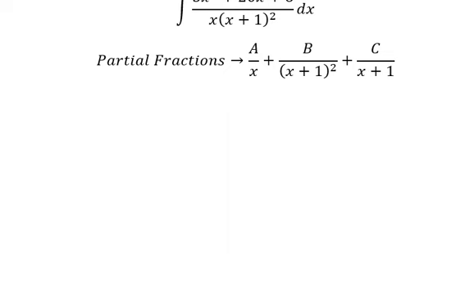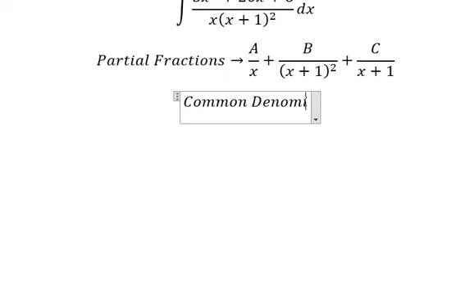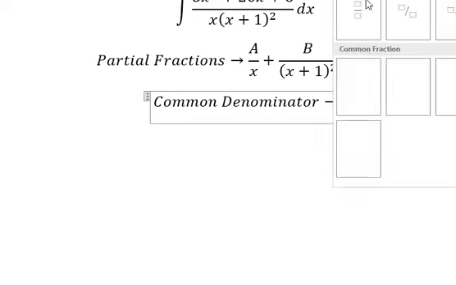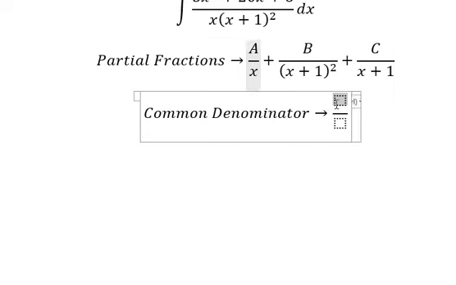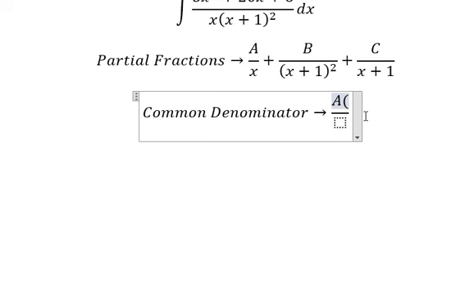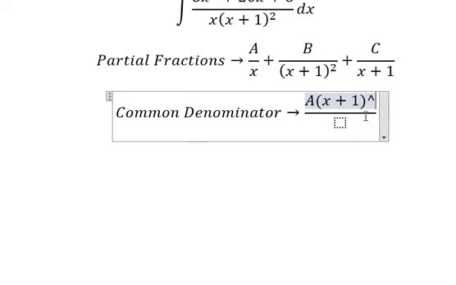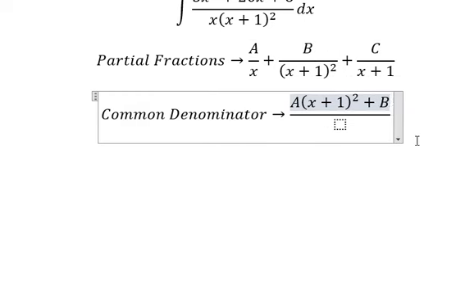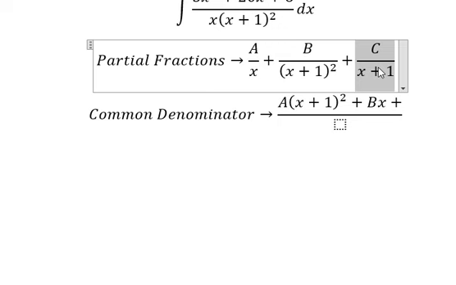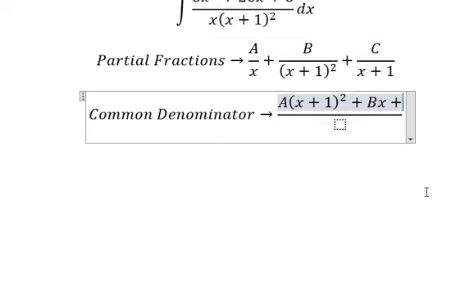Next, we need to do the common denominator. About this one, it is missing x plus 1 to the power of 2, so capital A multiplied by x plus 1 to the power of 2. About this one, it is missing x, so capital B multiplied by x. About this one, it is missing x and x plus 1.